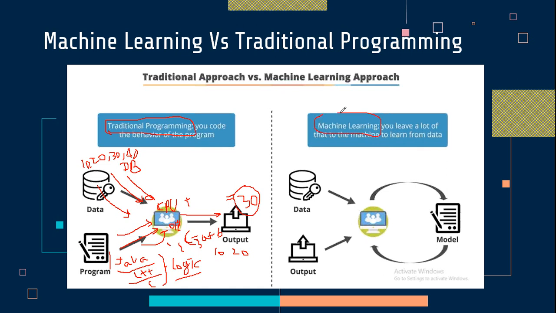Machine learning is the advancement of this traditional programming. Let us consider the same example. This is a database, and that database has all the numbers: 10, 20, 30, 40, 50, and so on. Here you are not writing any program. You are just mentioning that you want the output to be equal to 30. That should be 30.